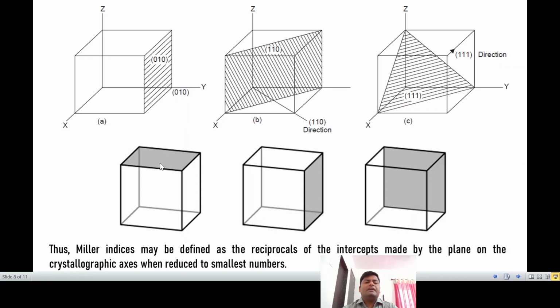So the Miller indices for this plane will be 0 0 1. For this, it is going to cut the y-axis and be parallel to the x-axis, similar to this one. So 0 1 0 will be the Miller indices of this plane.